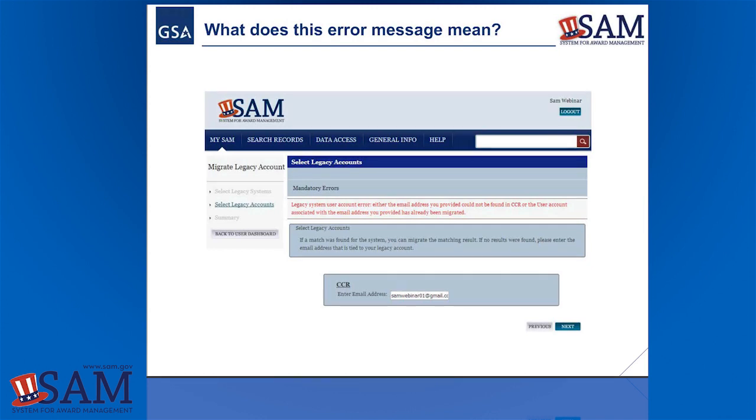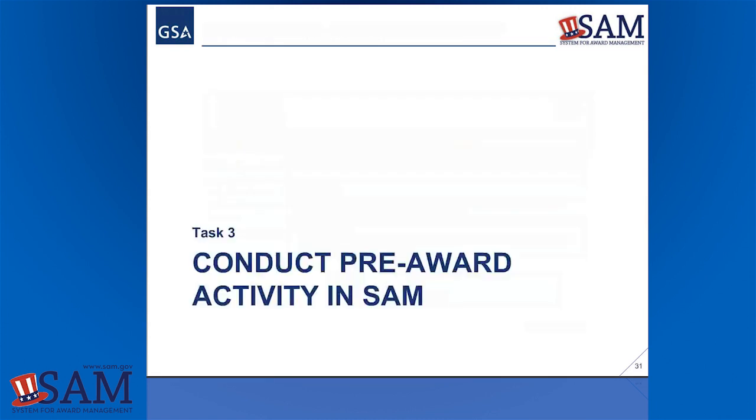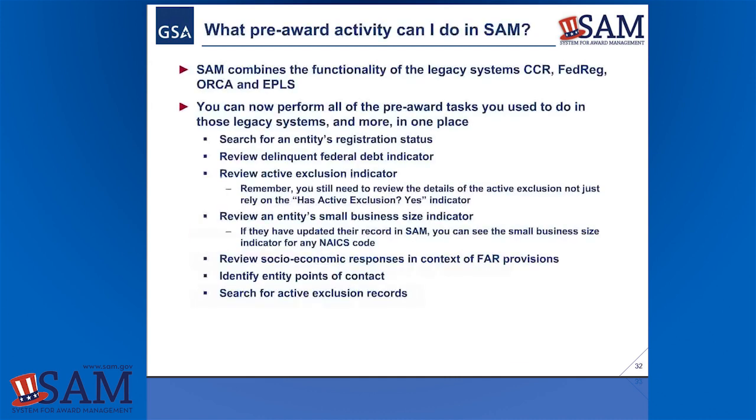So that was task 1, task 2, done. The rest of this webinar we want to focus on walking through the things that you need to do and where you would do them within SAM in terms of pre-award activity. So, given the fact that SAM brings in CCR, FedReg, ORCA, and EPLS, you can now do any of the things you used to do in those systems from one place.